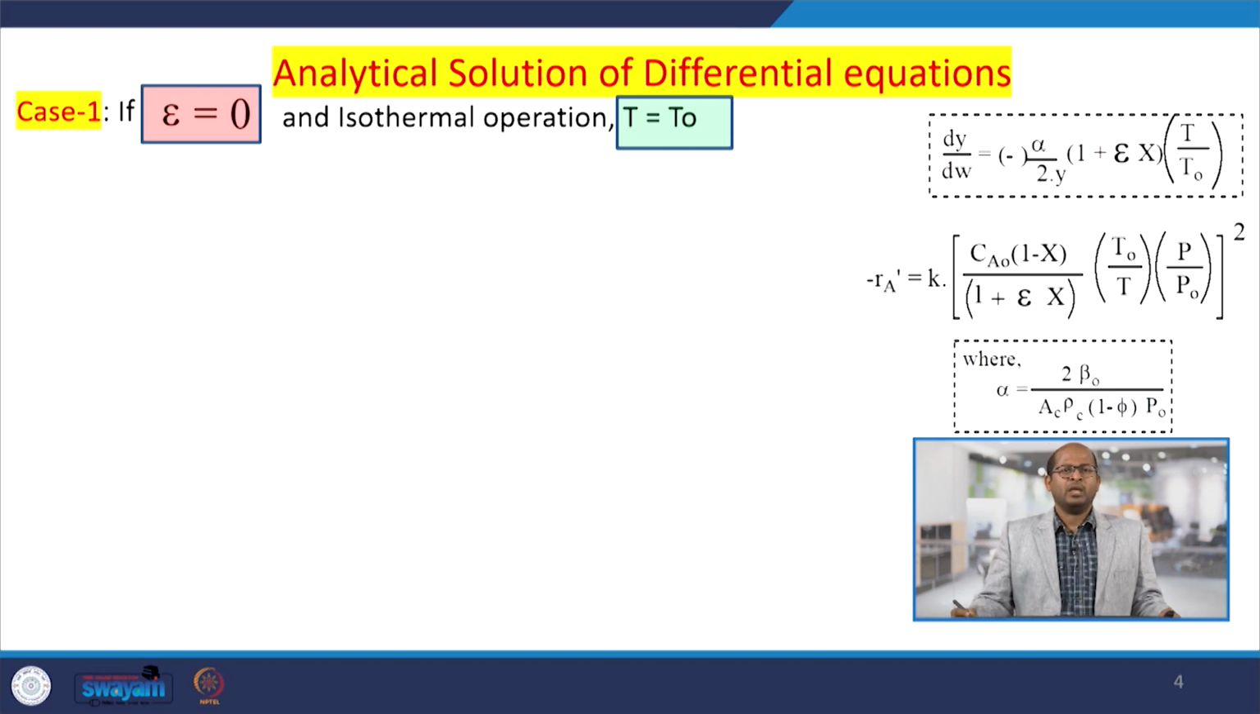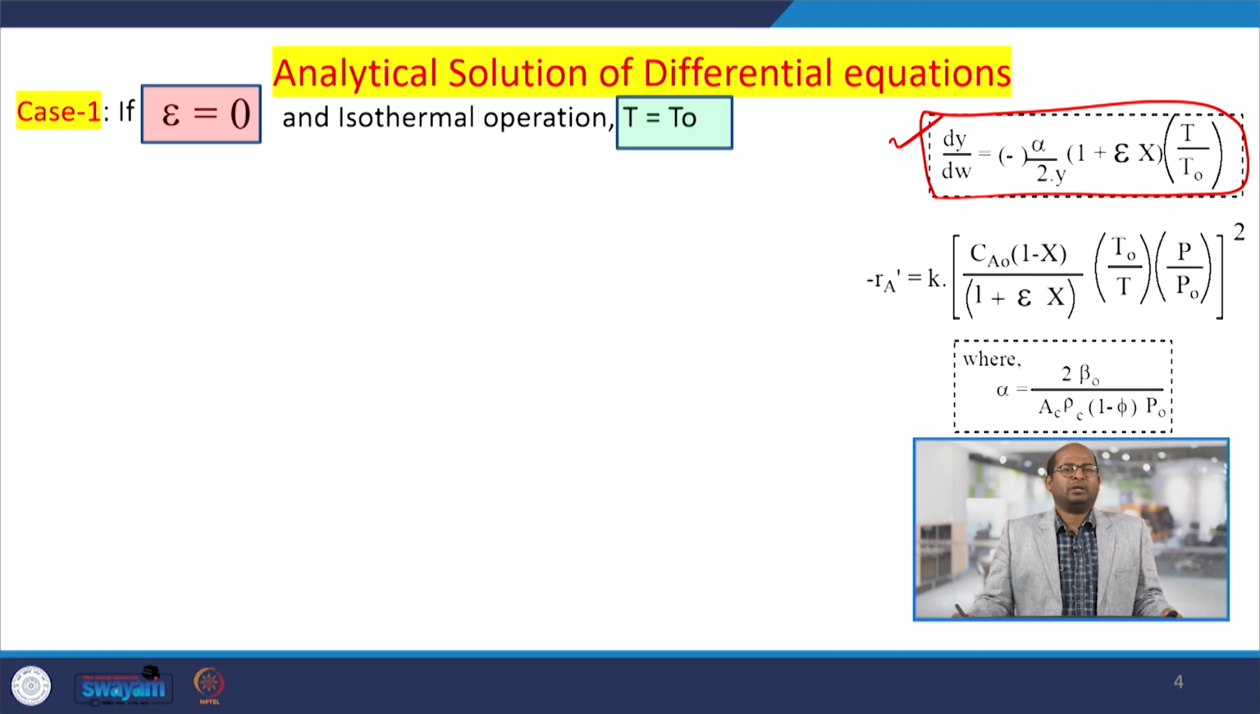So, today these are the two equations we have solved. For a reaction, these are the two equations we have derived. This is the pressure equation, the pressure as a function of catalyst weight, dy by dW, as a function of temperature and the conversion also.